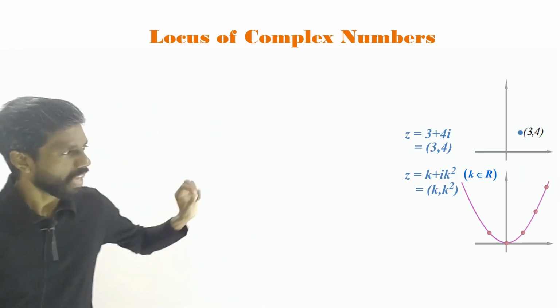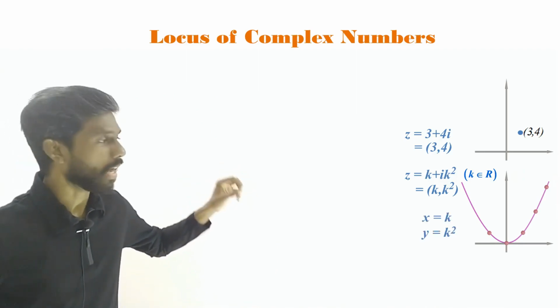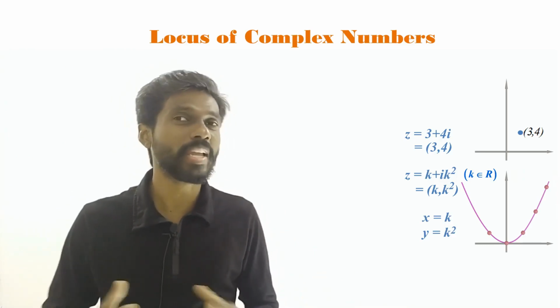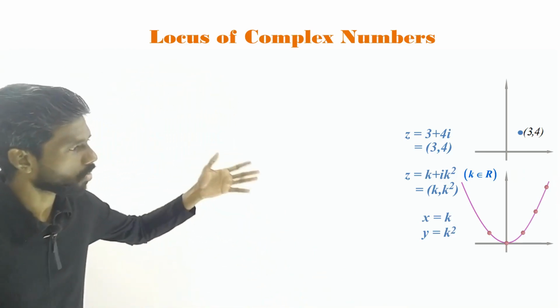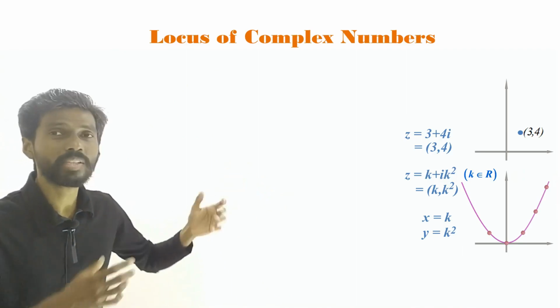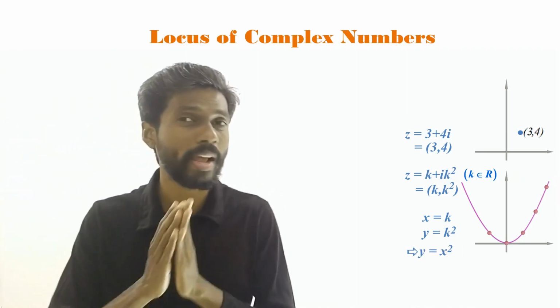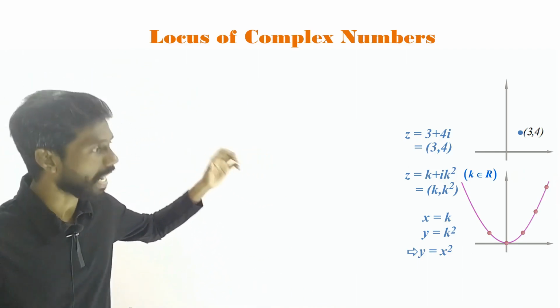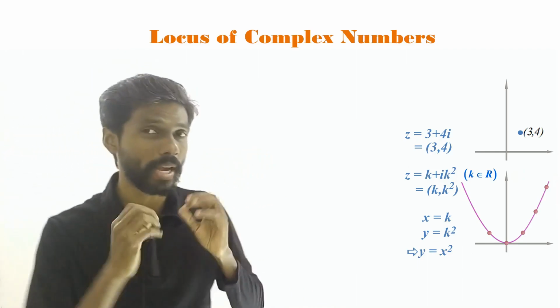So here you see the x coordinate is k and y coordinate is k squared. Now we can eliminate this k. k is the parameter, we can eliminate that. So how will you do that? So if you square this, right? So y equals k square, but k is x, so y equals x square. That is the equation of parabola in real, right? So that is the real Cartesian equation of a parabola, okay?